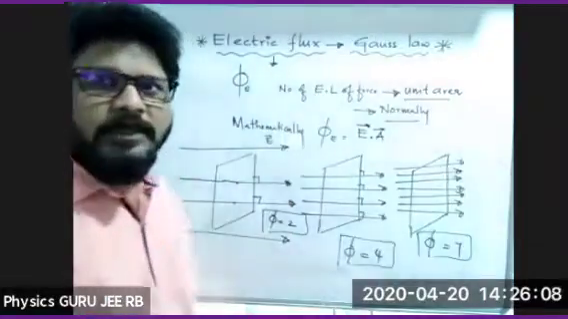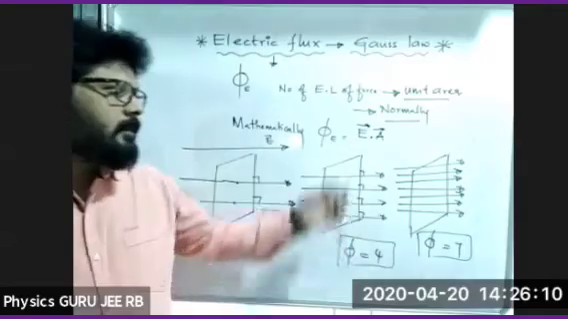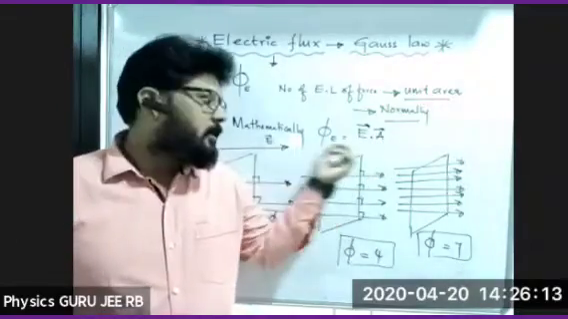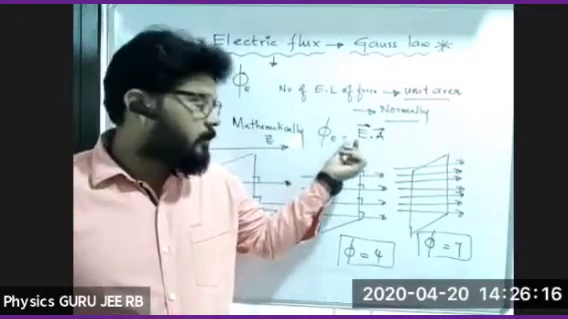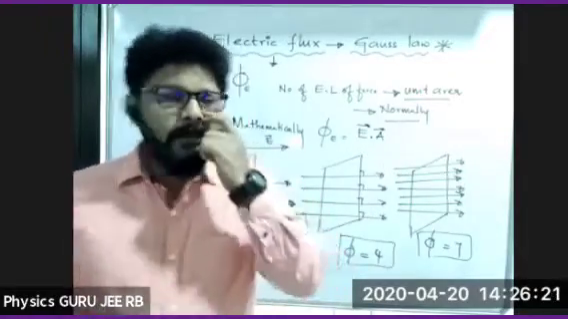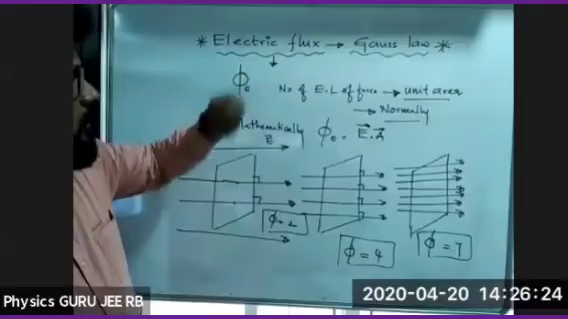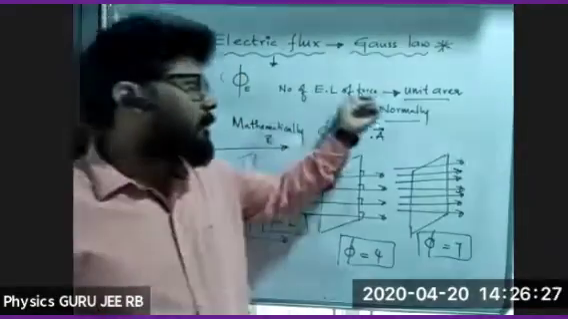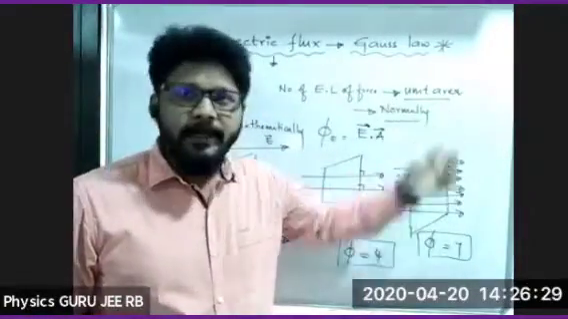Flux is a number. Number is nothing but a scalar quantity. That's the reason we are saying the dot product of two vectors is a scalar quantity. Dot product, but both should be vectors, A and B should be vectors. So what we learned here: what is an electric flux? Electric flux is the number of electric lines of force passing through unit area normally.